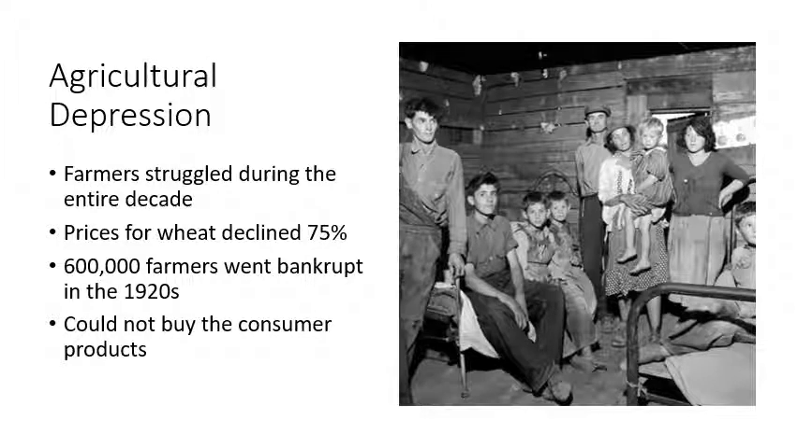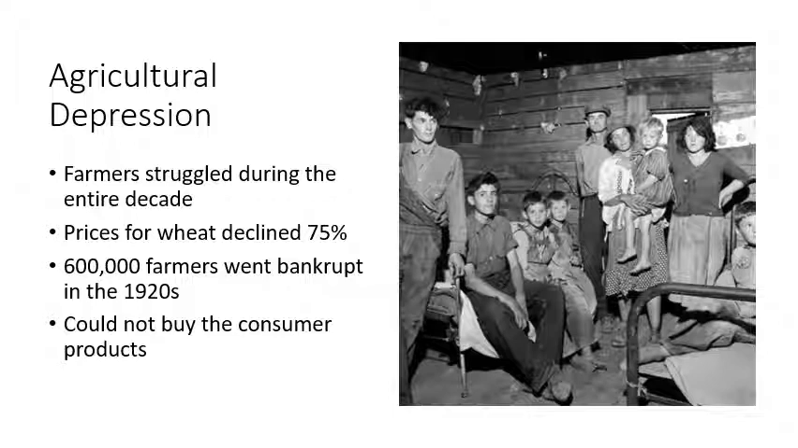And so while the 1920s were an era of boom for a lot of people in the cities, there was actually an agricultural depression during the 1920s. Farmers struggled during the entire decade. You can see that in the prices of wheat declining by 75% over the decade. So this is one of the main crops they're producing. The price is dropping drastically. 600,000 farmers went bankrupt in the 1920s.